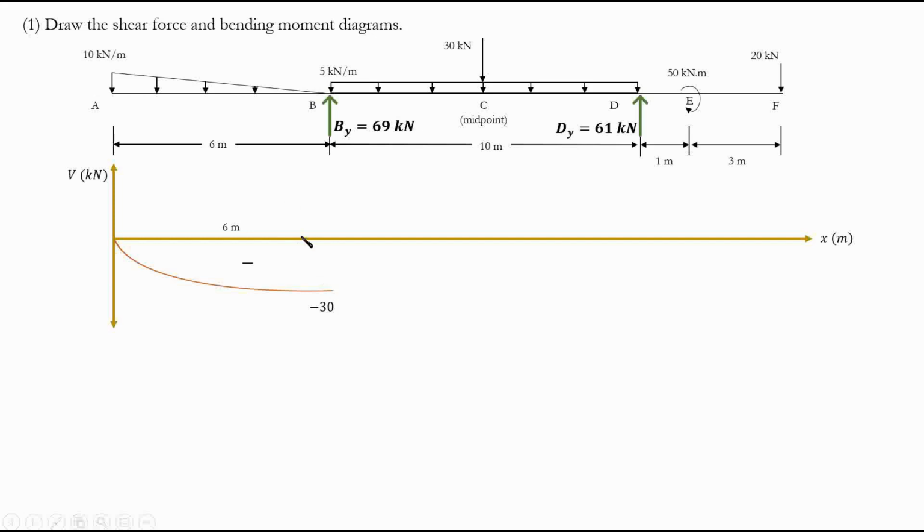Now let's move forward. At point B, what happens? We have a reaction, 69 kilonewton going up. So simply, the change in load, what is it? It's positive 69. So negative 30 plus 69. There you go.